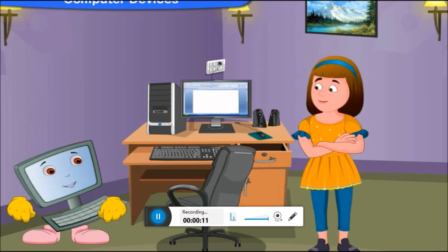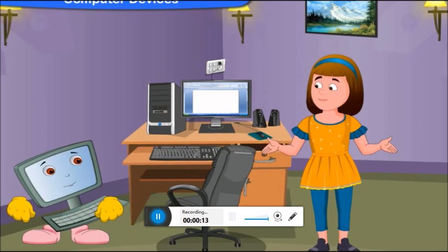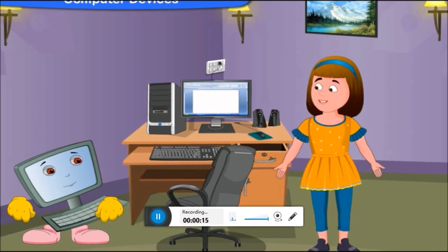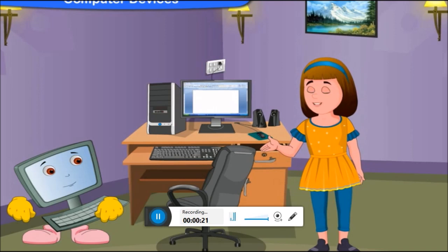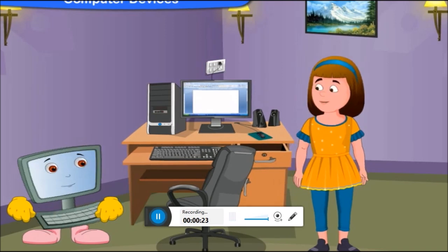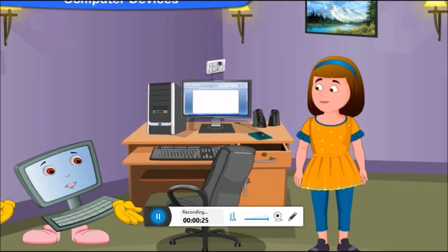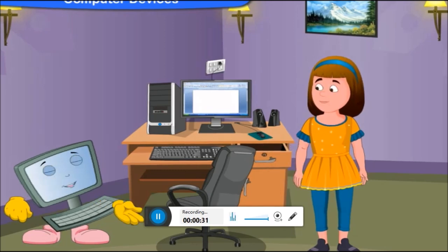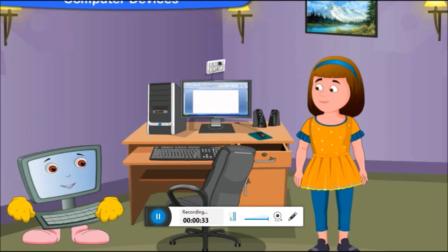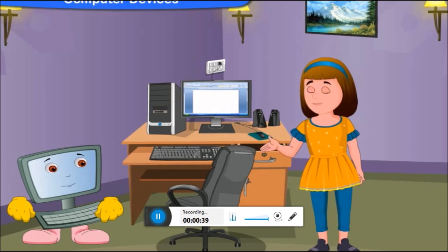What are you worried about, Rini? Oh, Kliko, we have a computer test tomorrow. Our teacher said that the test will be about different types of computer devices. So, what is there to worry about? I know very little about computer devices. Don't worry, I am here to help you out. Oh, really? Thank you. Please teach me more about computer devices.